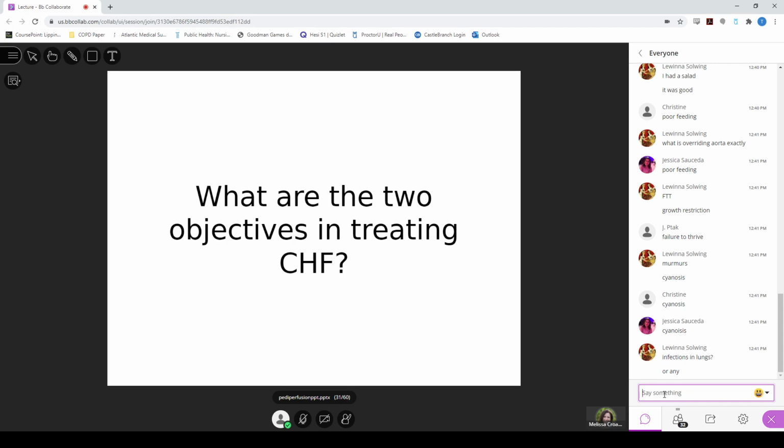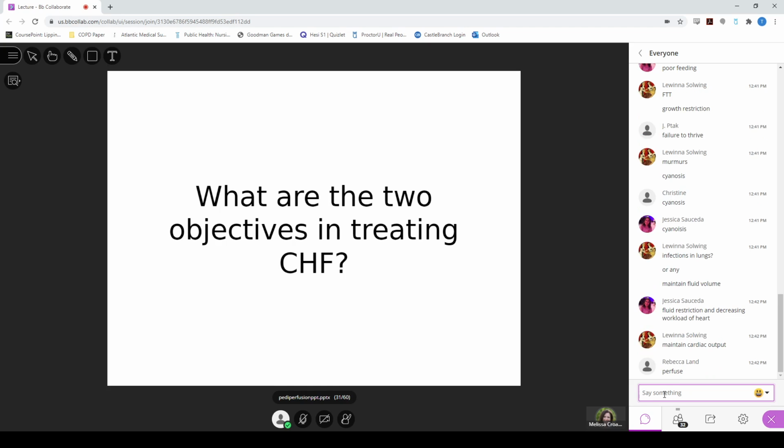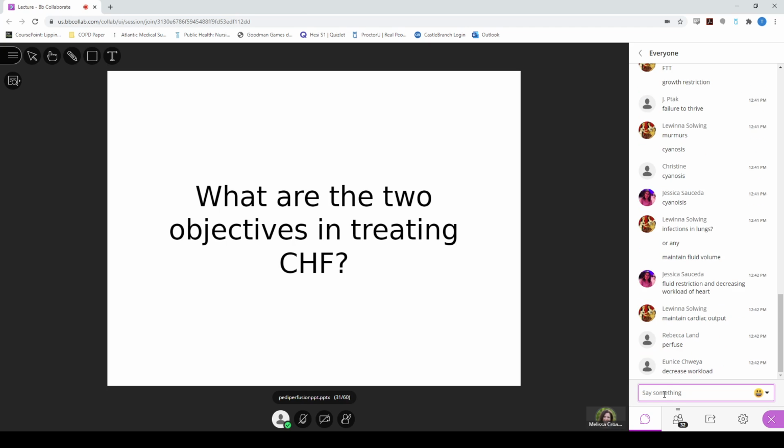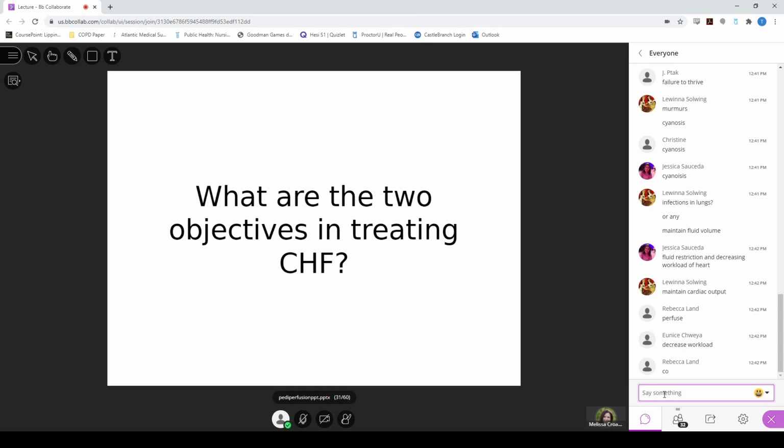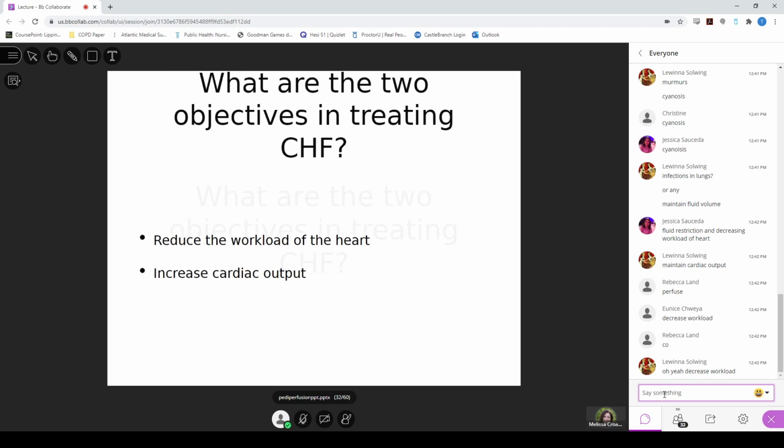So what are the 2 objectives of treating congestive heart failure? And I'm not just talking about a child, I'm talking about anything. What are your 2 objectives? What are you trying to do to help that heart out? You want to increase cardiac output, and you want to decrease the workload. Yep. Okay, same thing for the little people too.